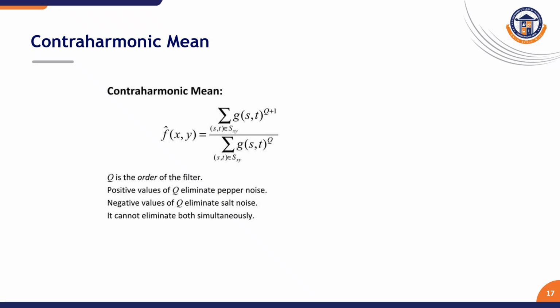Then the contra harmonic mean: f cap of x comma y equal to the summation of g of s comma t power q plus 1 divided by the summation of g of s comma t power q. Here q is the order of the filter. Positive values of q eliminate pepper noise and negative values of q eliminate salt noise. It cannot eliminate both simultaneously. This is the contra harmonic mean.